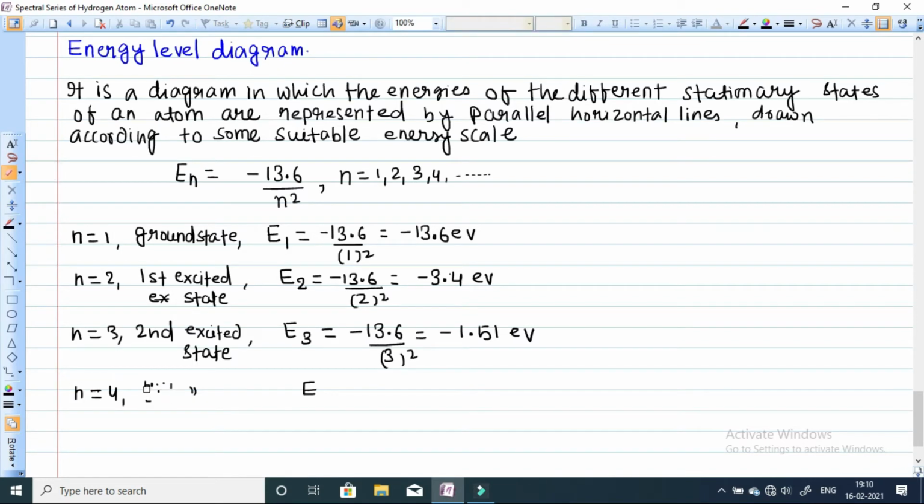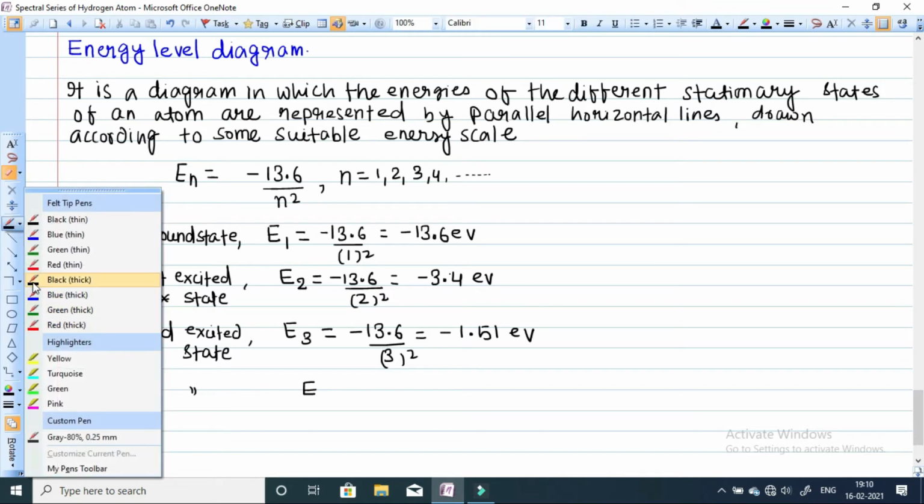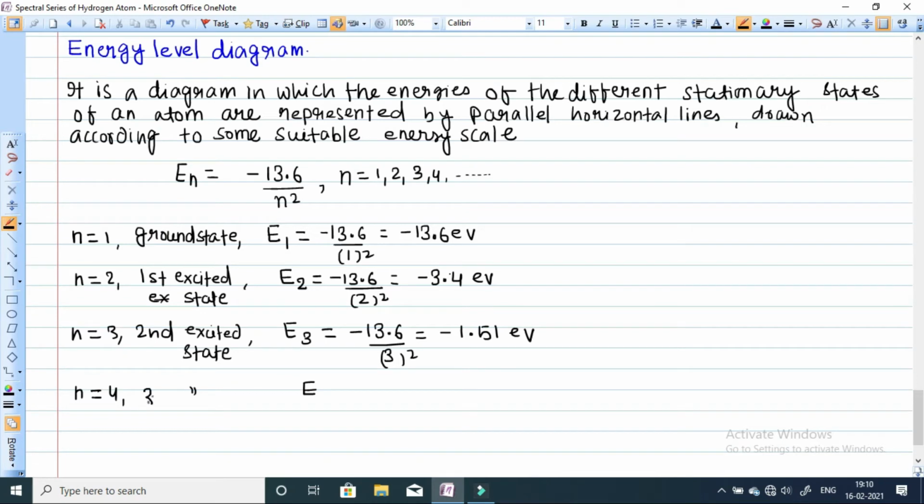This is your third excited state, and its energy E4 is equal to minus 13.6 divided by 4 square, meaning 13.6 divided by 16, which comes out to be minus 0.85 electron volt. In this way we can calculate the energy for n equals 5, n equals 6, n equals 7. In this way we can calculate all the energies.